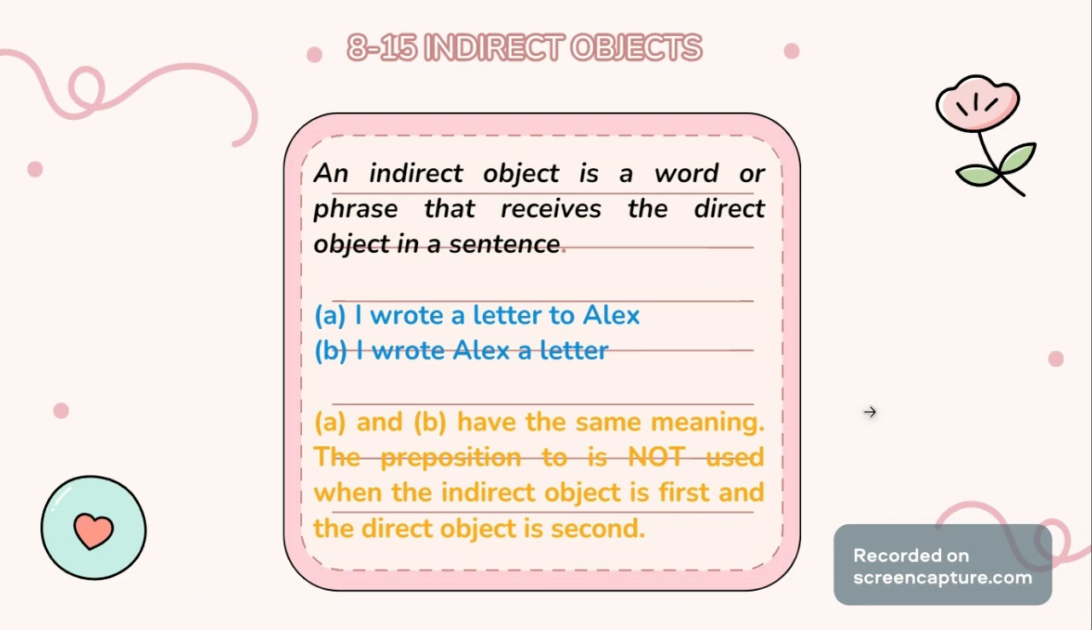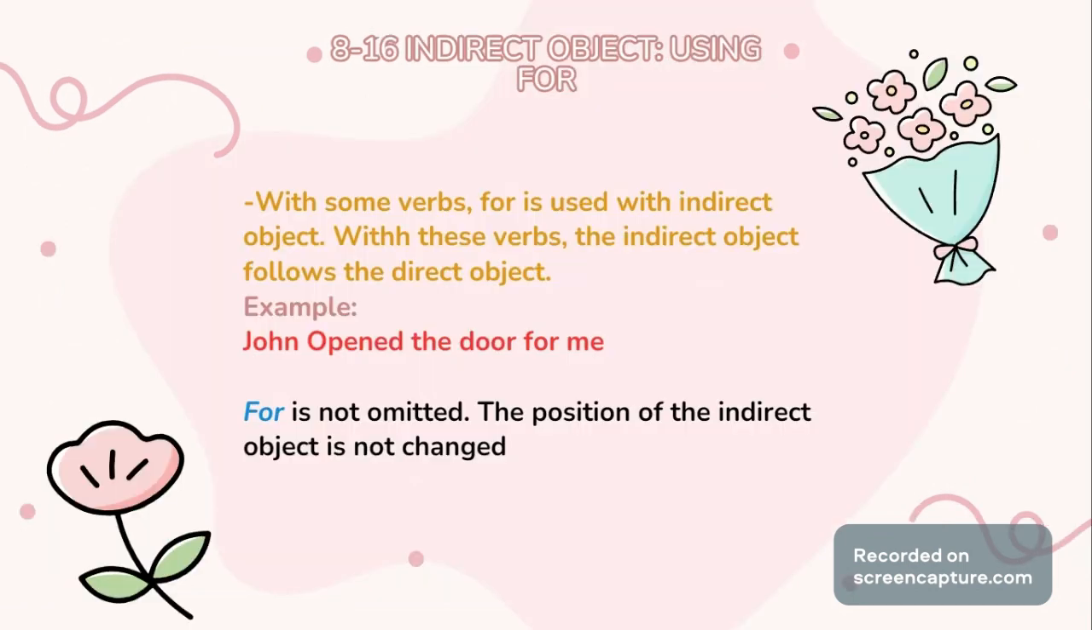Next, indirect object using for. With some verbs, for is used with indirect objects. With this verb, the indirect object follows the direct object. Example, John opened the door. So, John opened the door for me. For is not omitted. The position of the indirect object is not changed.